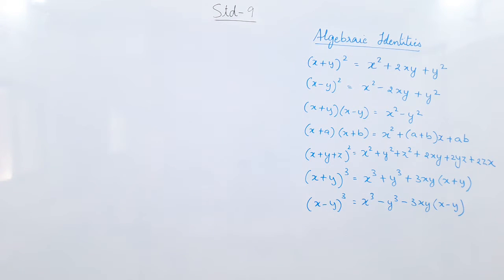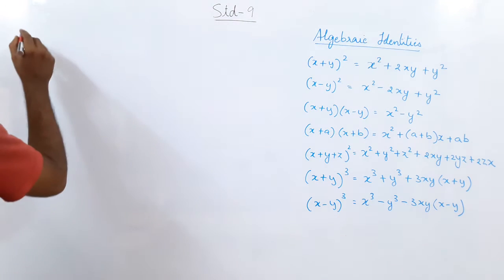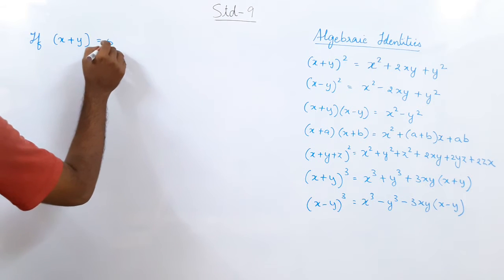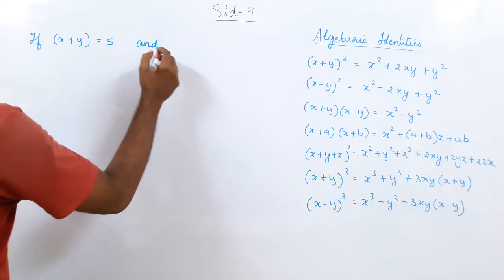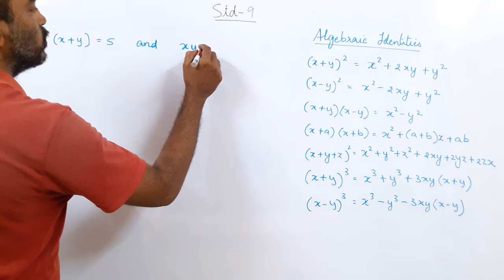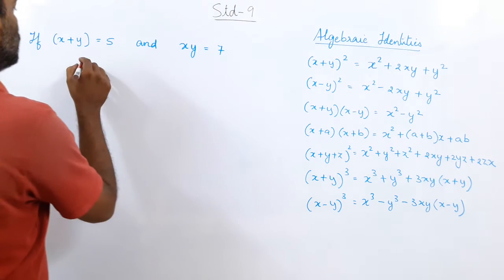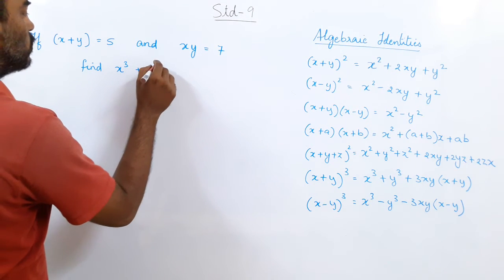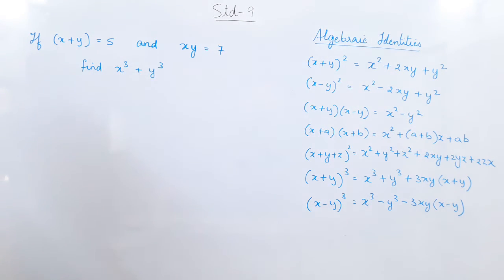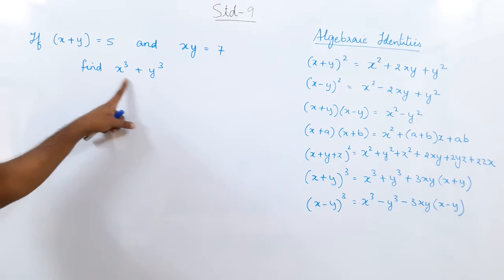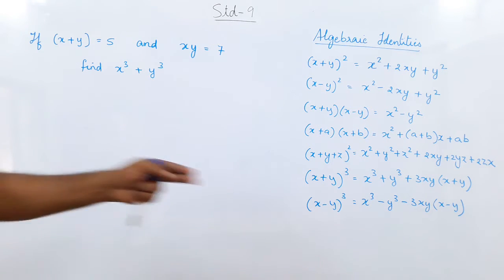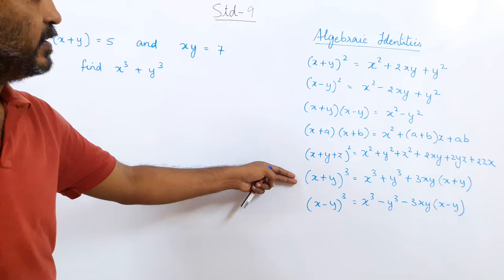Okay, so we'll try out a question now. If x + y = 5 and xy = 7, find x cube + y cube. Okay, so see the question. What is the question here? x + y = 5, xy = 7, find x cube + y cube. So which equation is using all these 3 terms? Obviously this one, the identity.